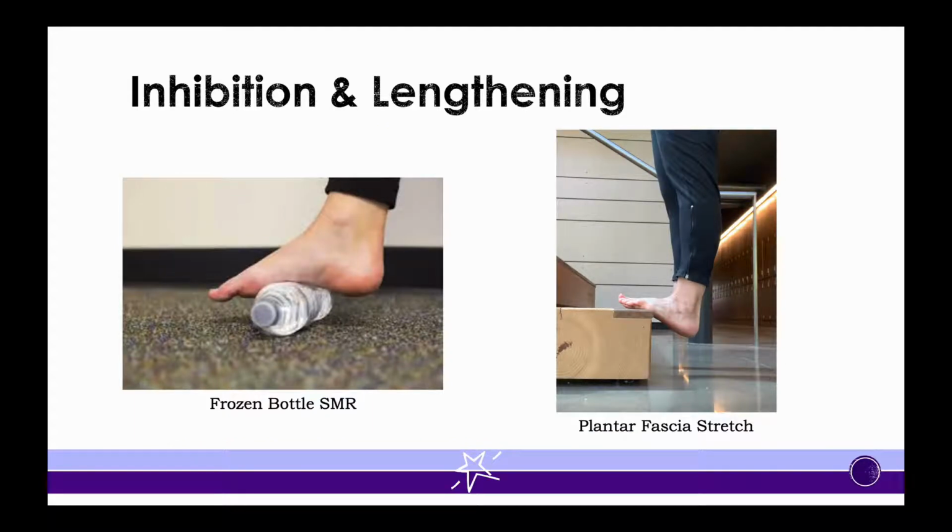So just taking a look at the inhibition and lengthening. Here we have an example. You could use a frozen or unfrozen bottle that you can just roll. You could also be using a lacrosse ball to dig in at those surfaces. When we do that, we are going to increase blood flow in the area, which will help to heal by bringing more blood flow to that area and to help deal appropriately with inflammation.